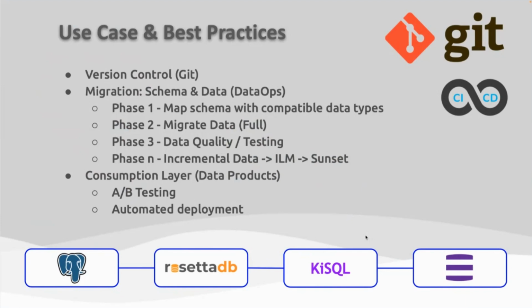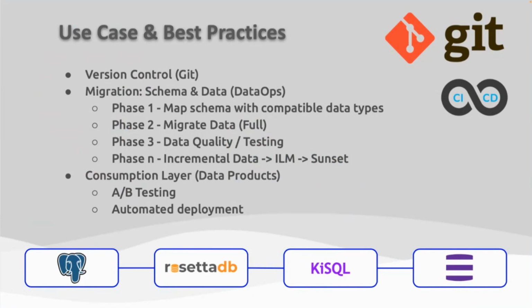Phase 1 is the place where we map the schema with compatible data types. This means that we read the data objects from Postgres as a source system. Using RosettaDB, we extract all the metadata and all the schema from the Postgres database, and we convert it to Kinetica, taking into account the compatible data types and the differences from Postgres to Kinetica database. Phase 1 will be mainly migrating the schema. Whatever data objects we have on the left, which is the Postgres source, we create on the right, which is going to be the Kinetica target database.